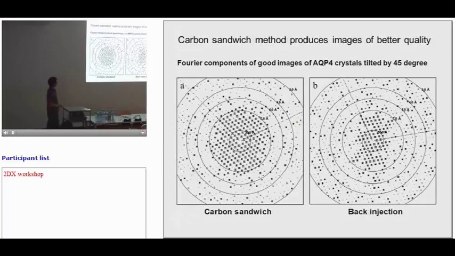Next, this is a typical plot showing Fourier components of good images of aquaporin crystals tilted by 45 degrees. The spots enclosed with larger squares indicate spots with higher signal to noise ratio. And to quantitatively evaluate the quality of images, the number of good quality spots was compared between them.